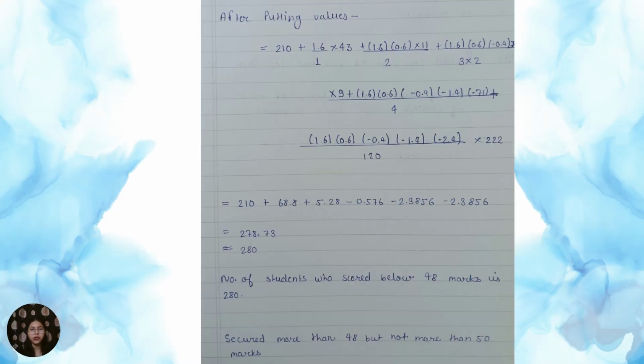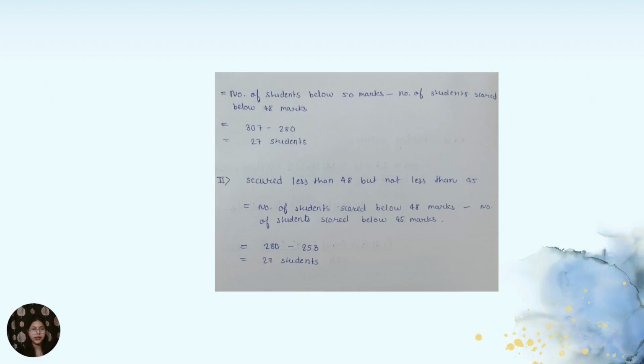After putting the values, we get the resultant value 278.73. After rounding off, we will get the value 280. So the number of students who scored below 48 marks is 280. In case 1, the students who secured more than 48 but not more than 50 marks are 27, and the students who secured less than 48 but not less than 45 marks are 27.